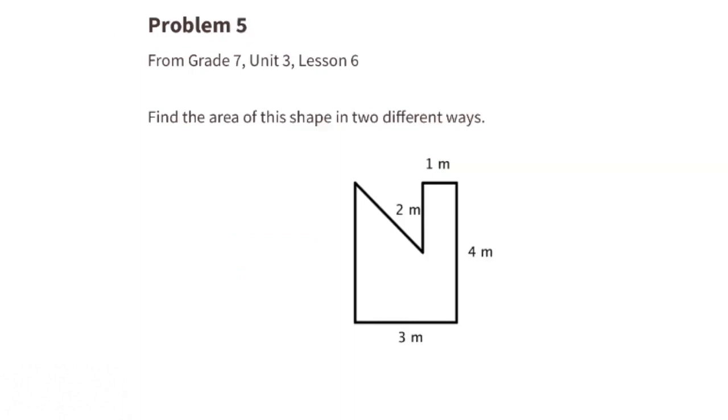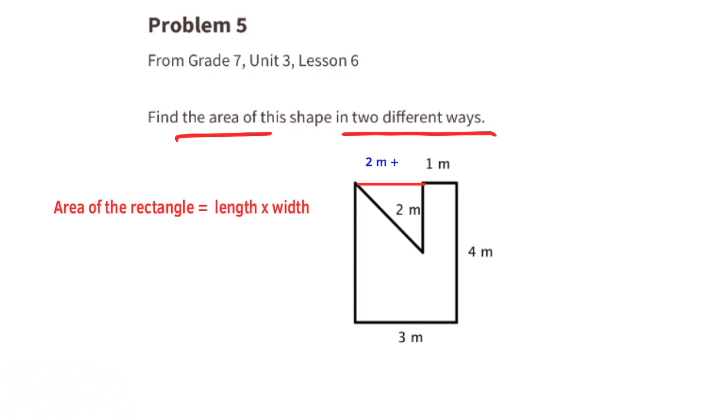Problem number 5 from 7th grade, Unit 3, Lesson 6. Find the area of this shape in two different ways. First, let's make it into a rectangle because the area of a rectangle is length times width. 3 meters times 4 meters equals 12 meters squared. So the rectangle has an area of 12 meters squared.